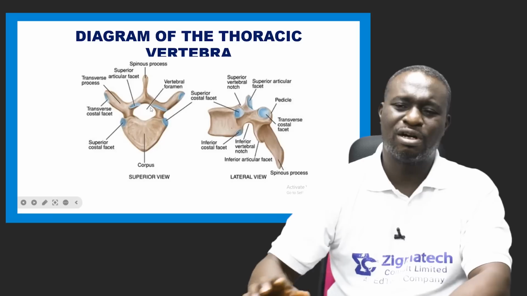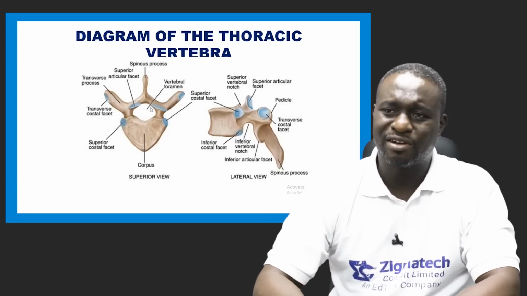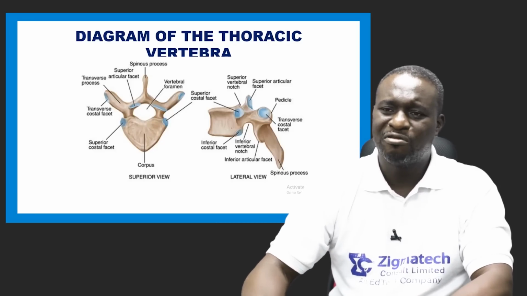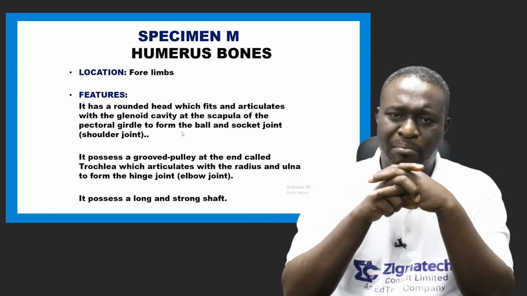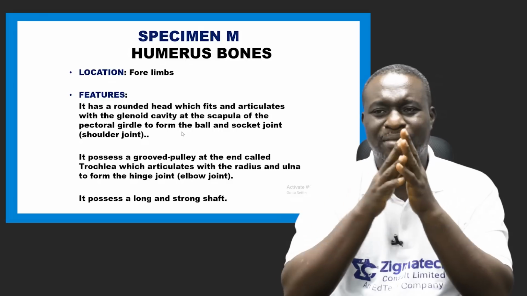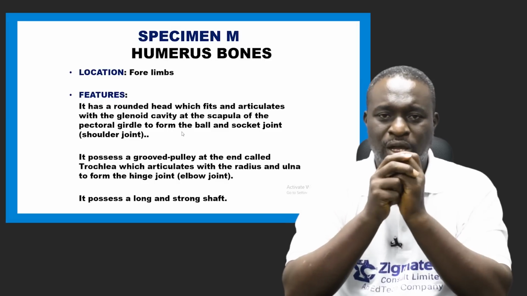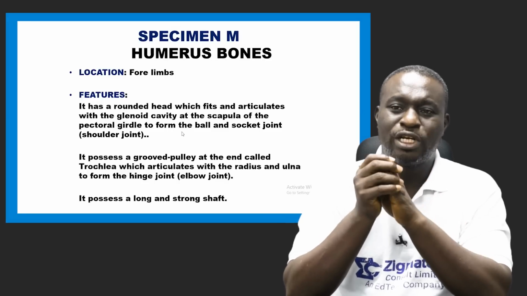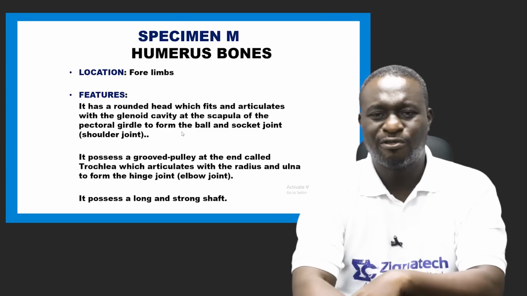So this is a diagram of what? The thoracic vertebra. Moving ahead, we have specimen M. Now, specimen M is the humerus bone. The humerus is located at the forelimbs.